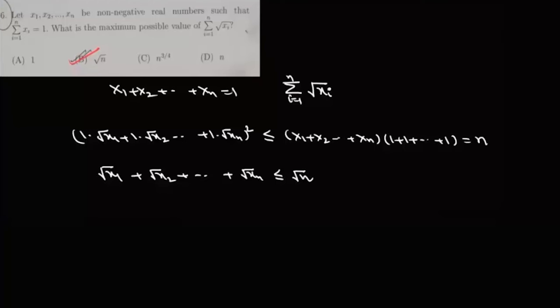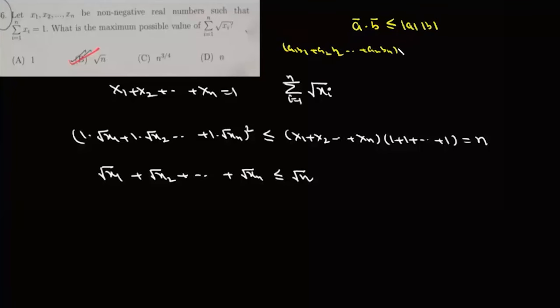Now in this question, we'll use the Cauchy-Schwarz inequality, and we know that vector a dot b is less than or equal to mod of a into mod of b. Now we generally write this inequality as (a1 b1 plus a2 b2 plus an bn) whole square will be less than or equal to (a1 square plus a2 square plus an square) into (b1 square plus b2 square plus bn square).